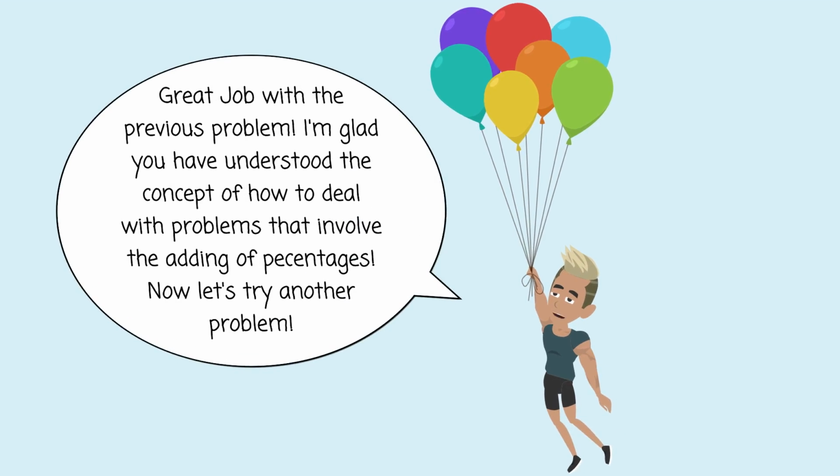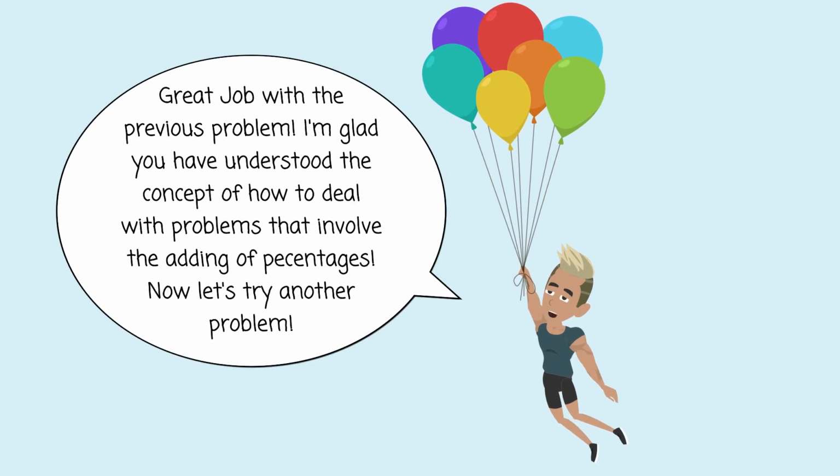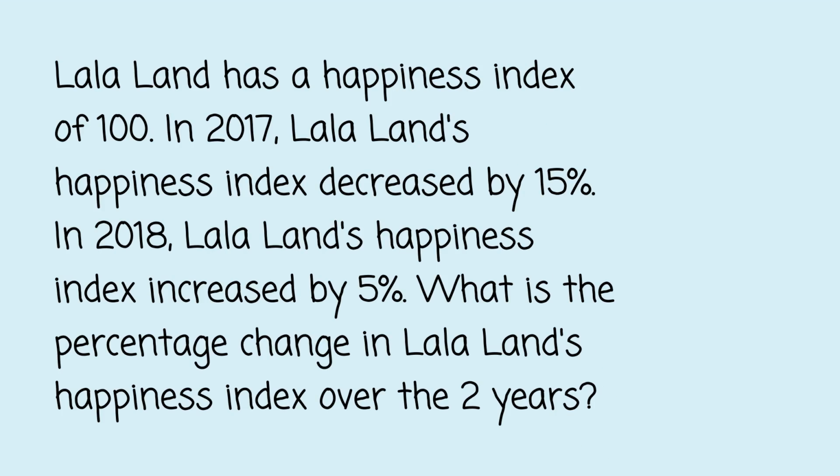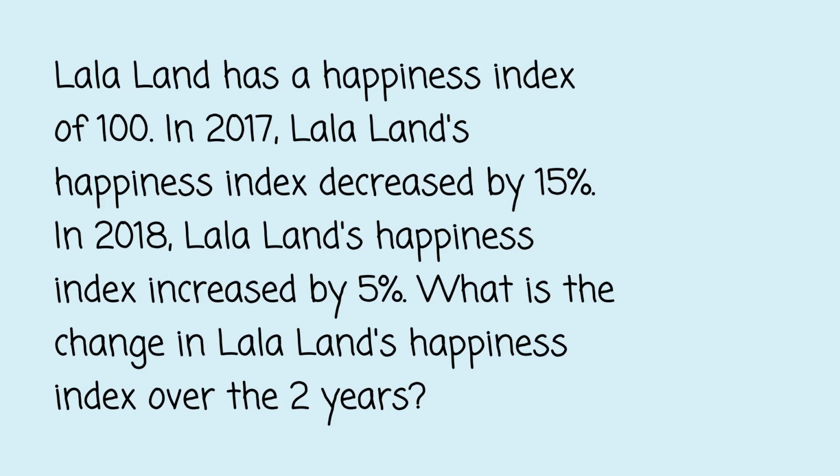Great job with the previous problem. I'm glad you have understood the concept of how to deal with problems that involve the adding of percentages. Now let's try another problem. La La Land has a happiness index of 100. In 2017, La La Land's happiness index decreased by 15%. In 2018, La La Land's happiness index increased by 5%. What is the percentage change in La La Land's happiness index over the 2 years? Here are some questions to guide you along this problem.